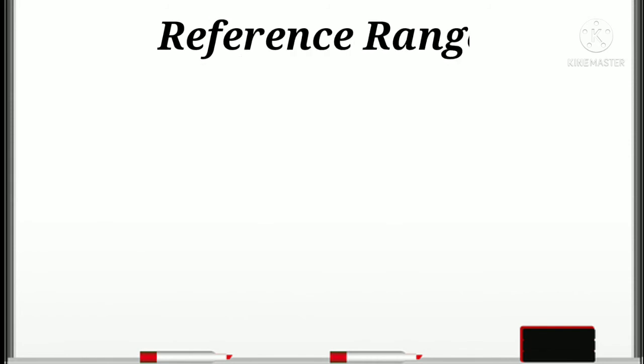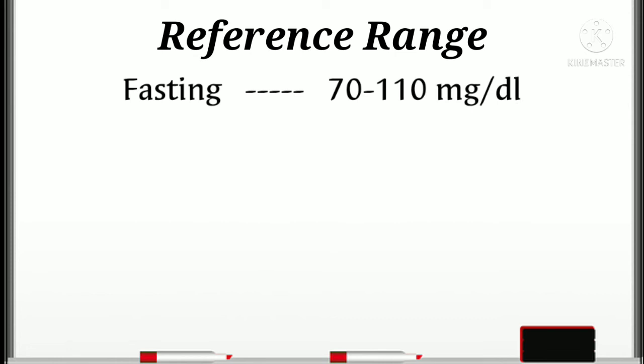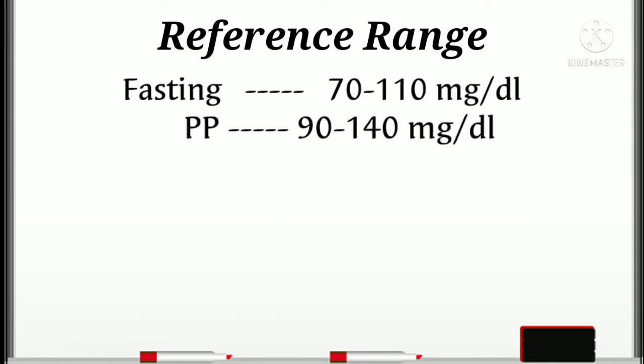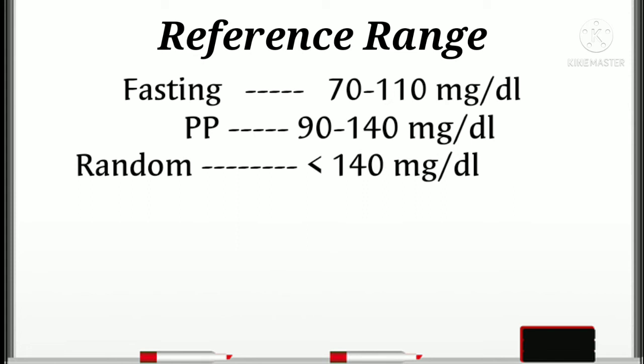Coming to the next point, reference range. Fasting 70 to 110 milligram per deciliter. Postprandial or PP 90 to 140 milligram per deciliter, and random less than 140 milligram per deciliter.